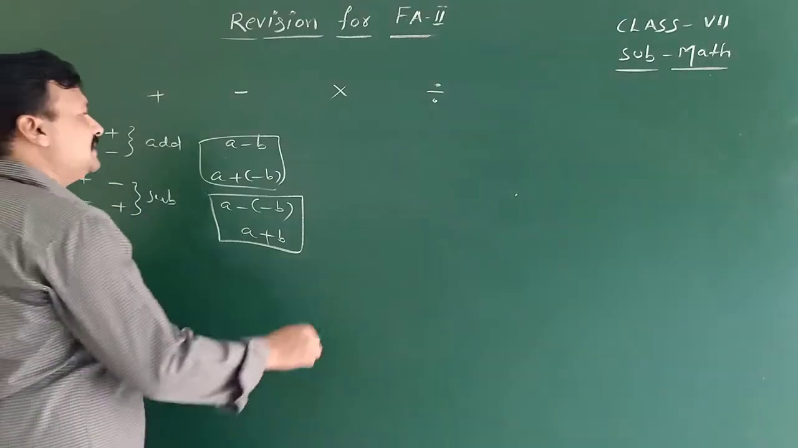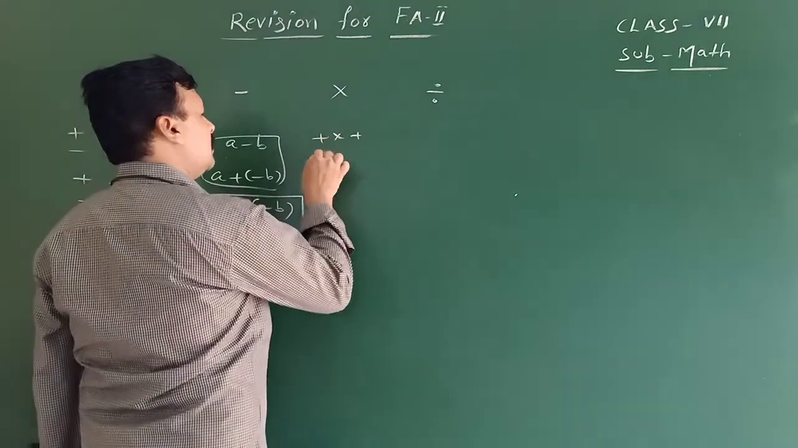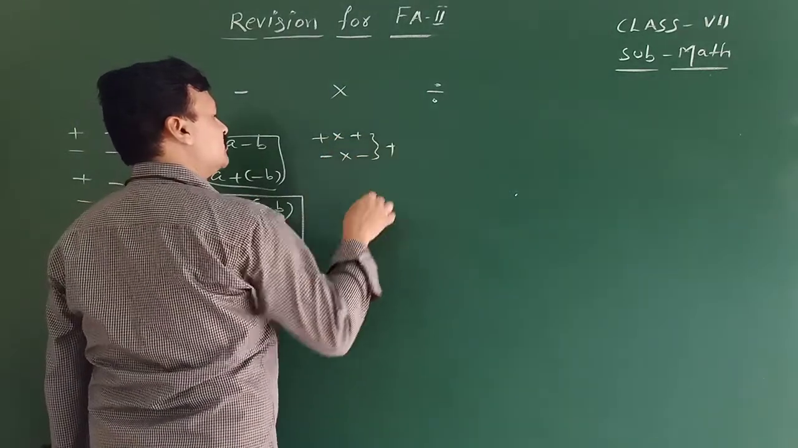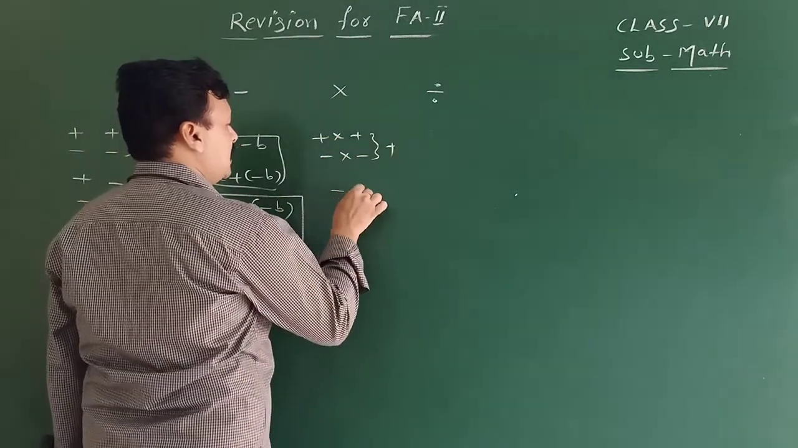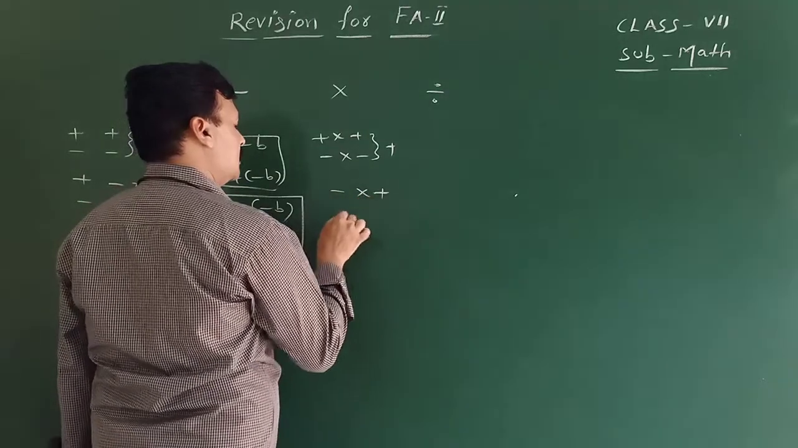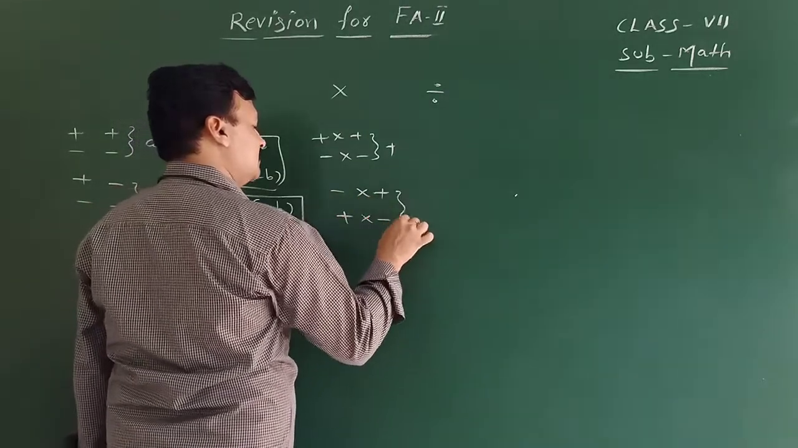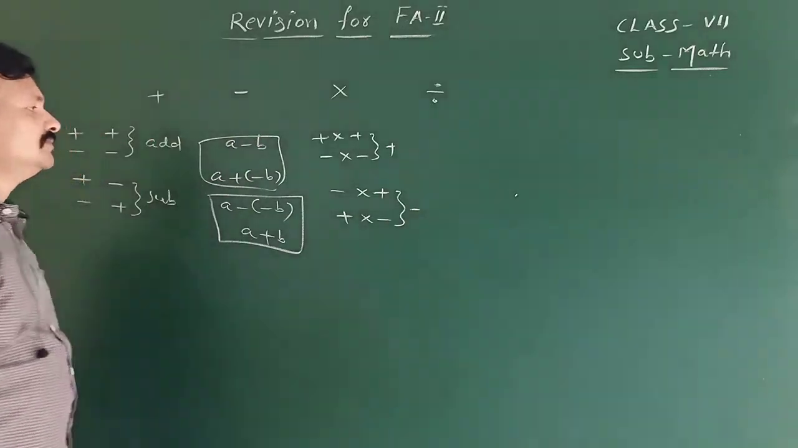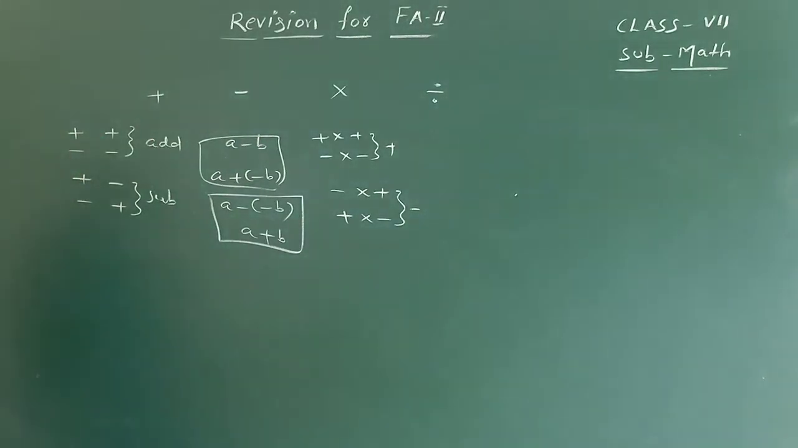For the multiplication, plus into plus or minus into minus also becomes plus. Minus into plus or plus into minus becomes negative. Okay, a negative integer multiplied an odd number of times gives a negative sign. A negative integer multiplied an even number of times becomes positive.